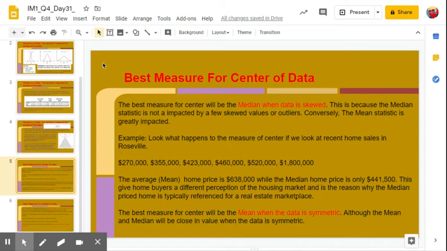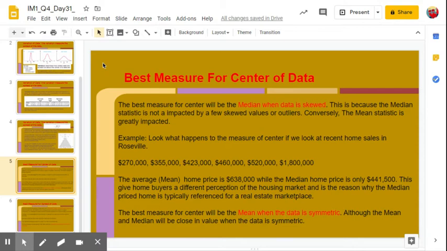Why? Because the mean is going to be greatly impacted by that 1 or 2 real large values in the data set, or conversely, the 1 or 2 real small values in the data set. So let's look at an example. Look at what happens to the measure of center if we look at recent home sales here in Roseville. If we look at the last 6 homes sold: 270, 355, 423, 460, 520,000, and 1.8 million. The average, the mean home price is 638,000, right?